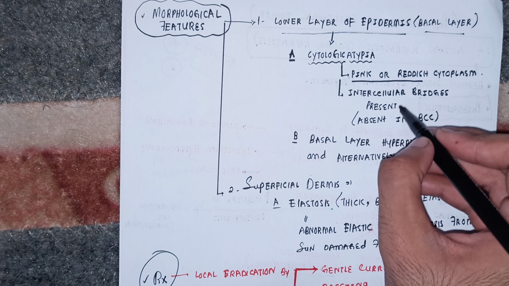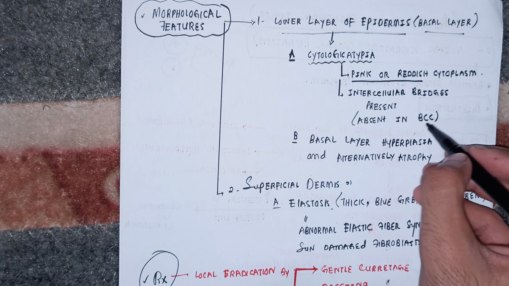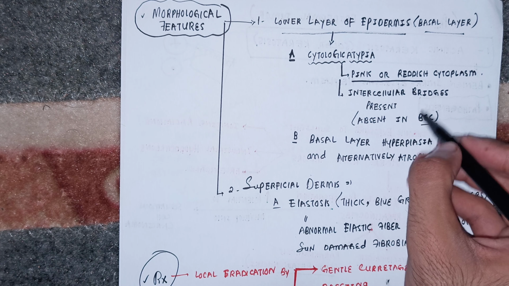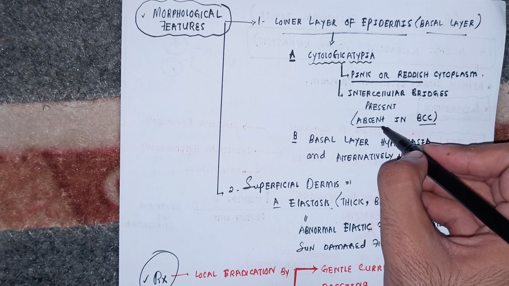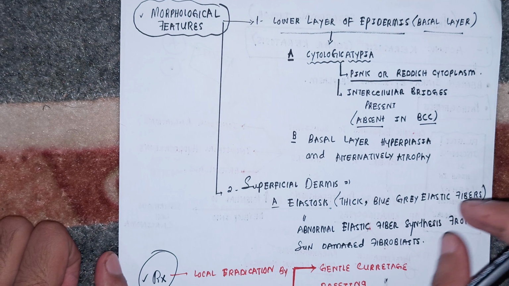Why did I tell you this? Because we have to compare this with basal cell carcinoma later. In case of basal cell carcinoma, the intercellular bridges are absent. So far in the morphological features, what did we learn, beta?